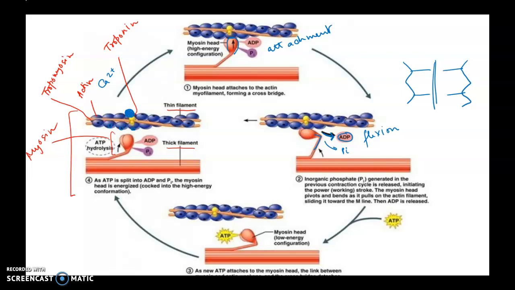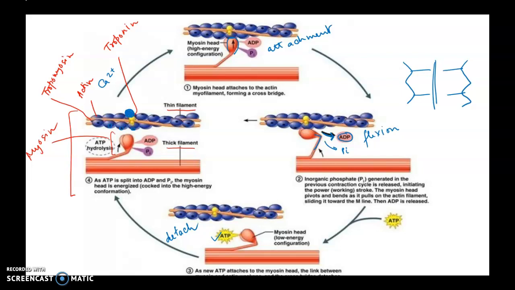Now at this point, the myosin wants to detach. This is detachment. But it needs help of an ATP to detach. Therefore, an ATP comes in. We have the ATP here. That comes in and helps the myosin head to detach. Remember, ATP helps to detach.